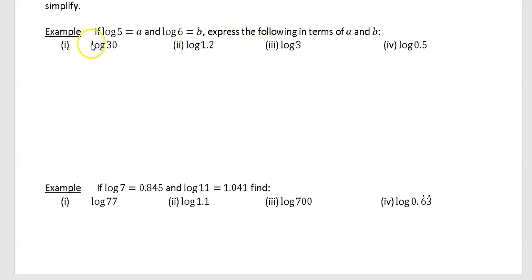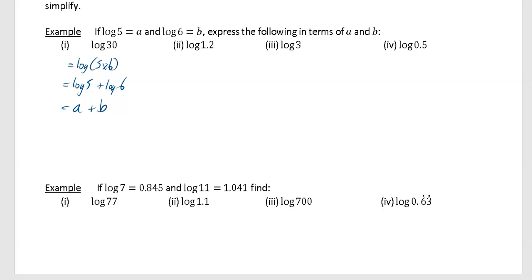The first part is to try and get your number, which in this case is 30, written in terms of the 5 and the 6, and then we could put it back into a and b form. So if we look at log 30 for the first one, log 30 is the same as log of brackets 5 times 6, which is the same as log of 5 plus log of 6. So in this case, that's going to be just a plus b.